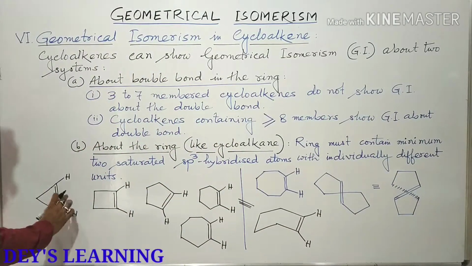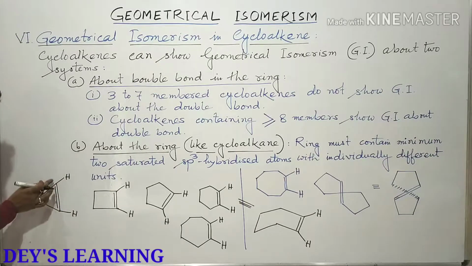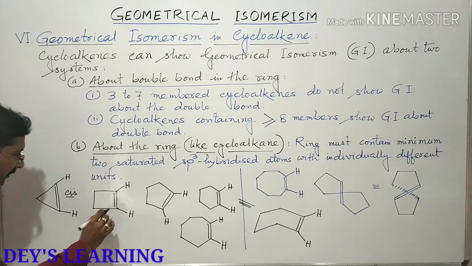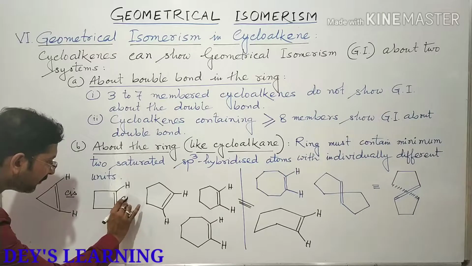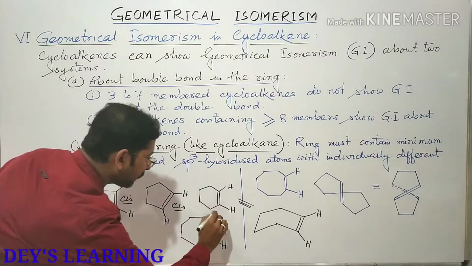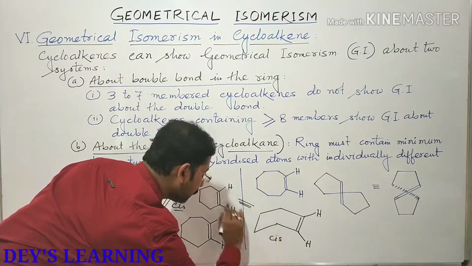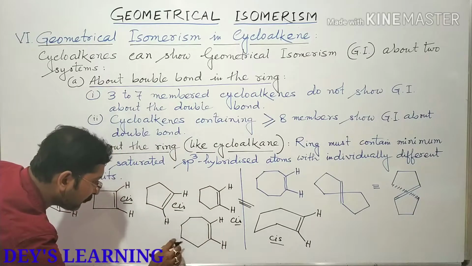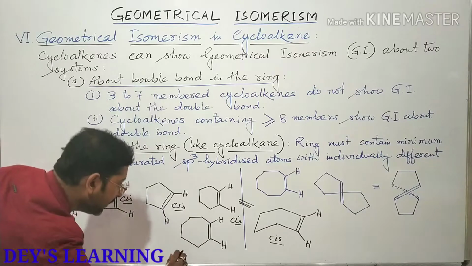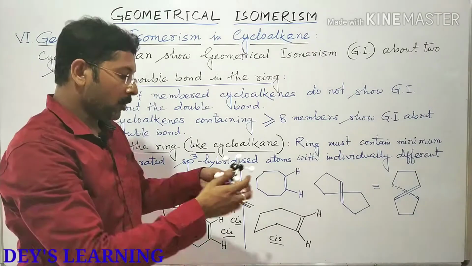So the two hydrogens present in the 3-membered ring, attached to the double bond carbons, always exist in cis configuration. These two hydrogens always cis. These two always cis. Here also. These two are actually the same. And these two hydrogens, 1, 2, 3, 4, 5, 6, 7. This is a 7-membered ring. These two hydrogens always exist in the cis configuration.